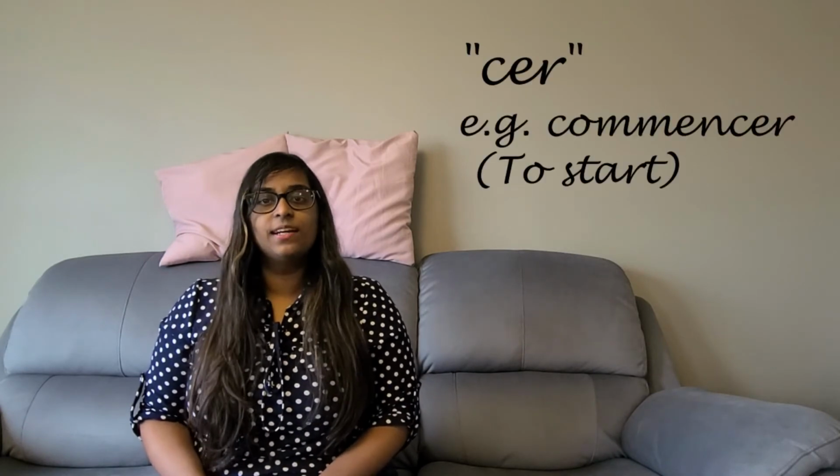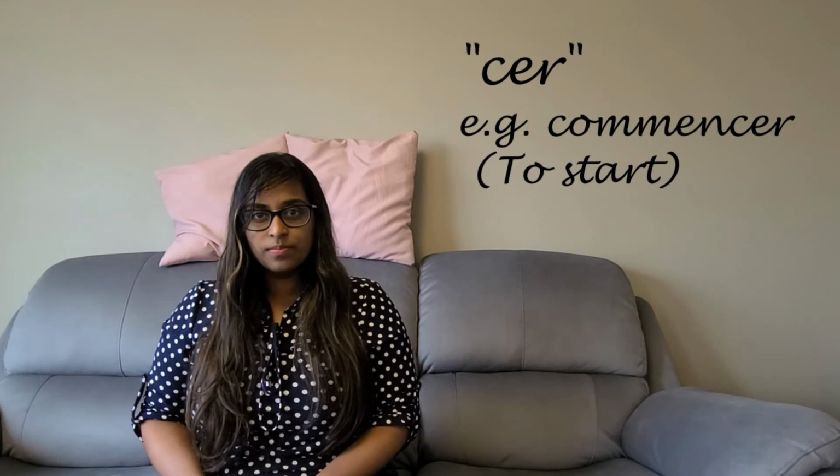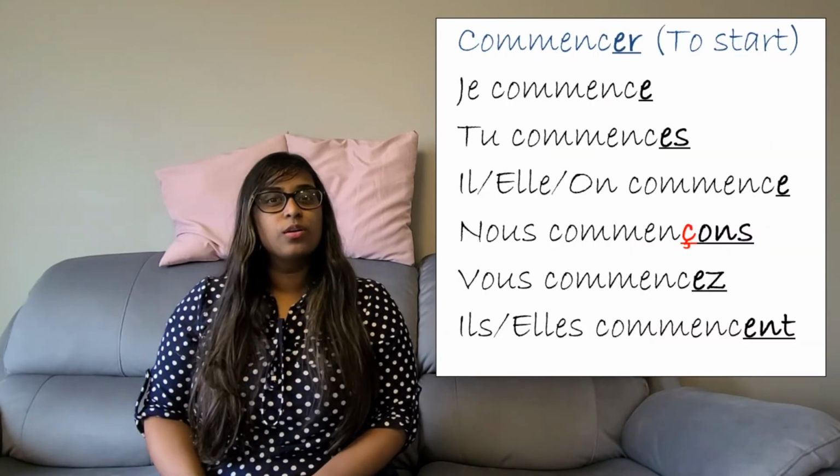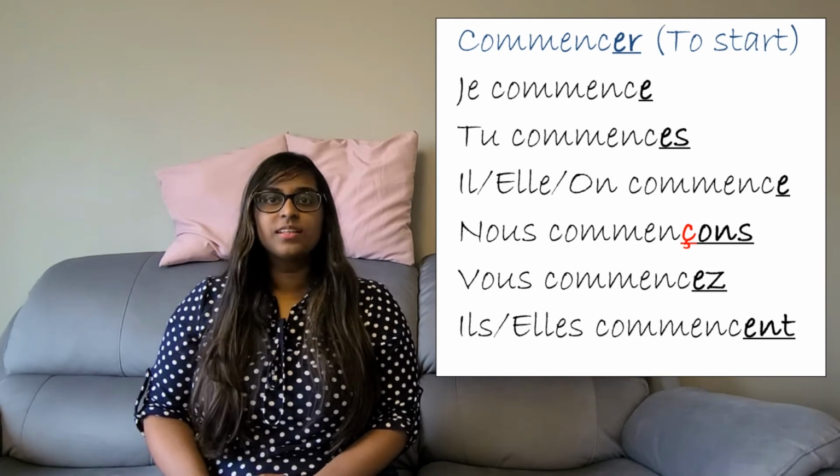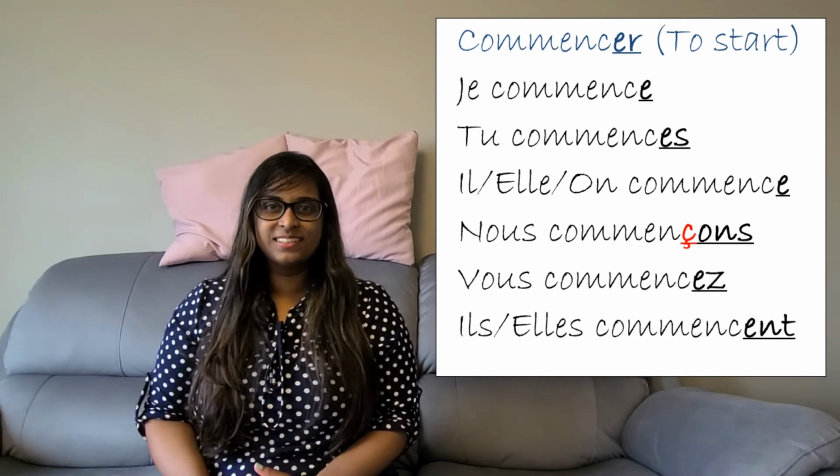The second thing is for verbs ending in CER. This time, for nous, it's always a problem with nous. This time, we don't add an E, but instead of the C, we write a C cedilla. For example, this is how we conjugate the verb commencer. Notice, nous commençons, there's a C cedilla.